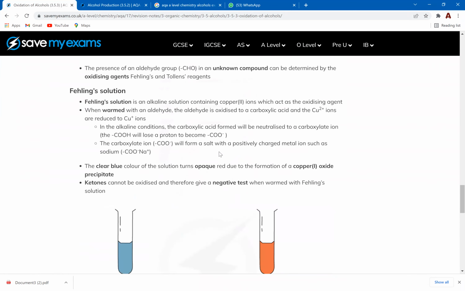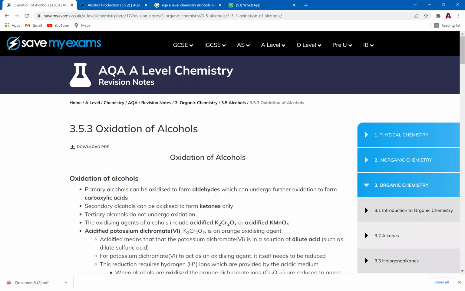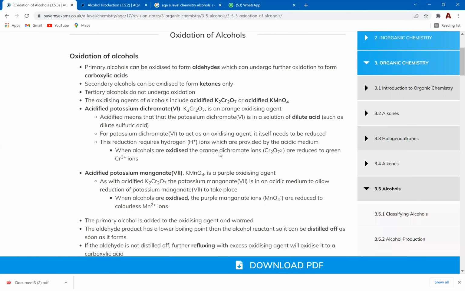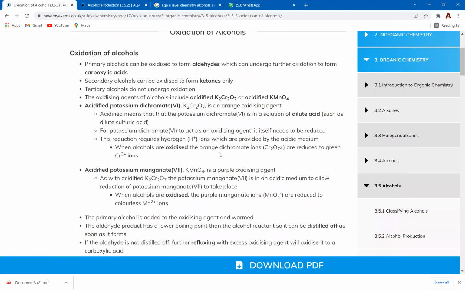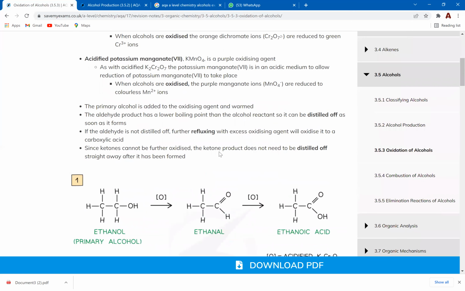Is everything clear up till now? Yes. Perfect. What we're going to do now is we'll just move on to the questions, some practice questions now, from the oxidation of alcohols. I'll just need a few minutes. I'll share this document with you.